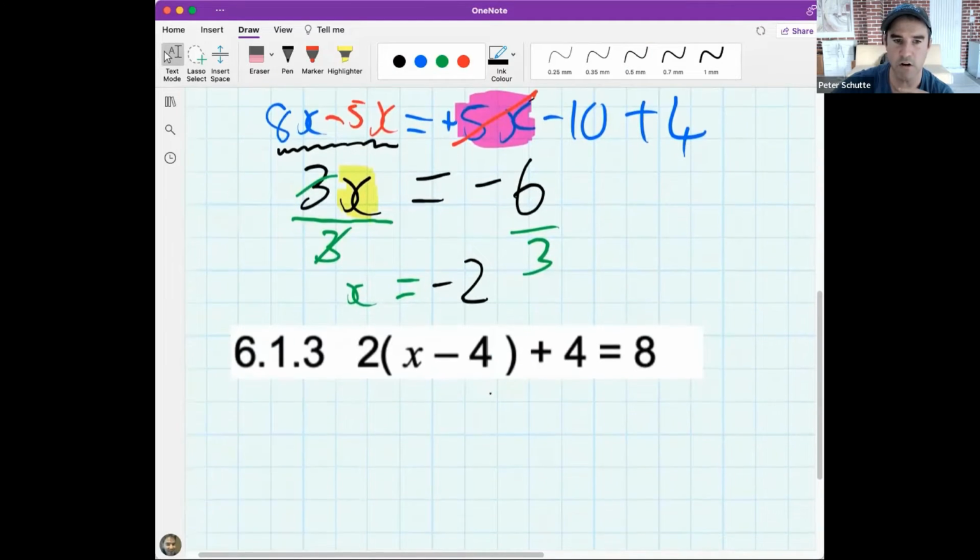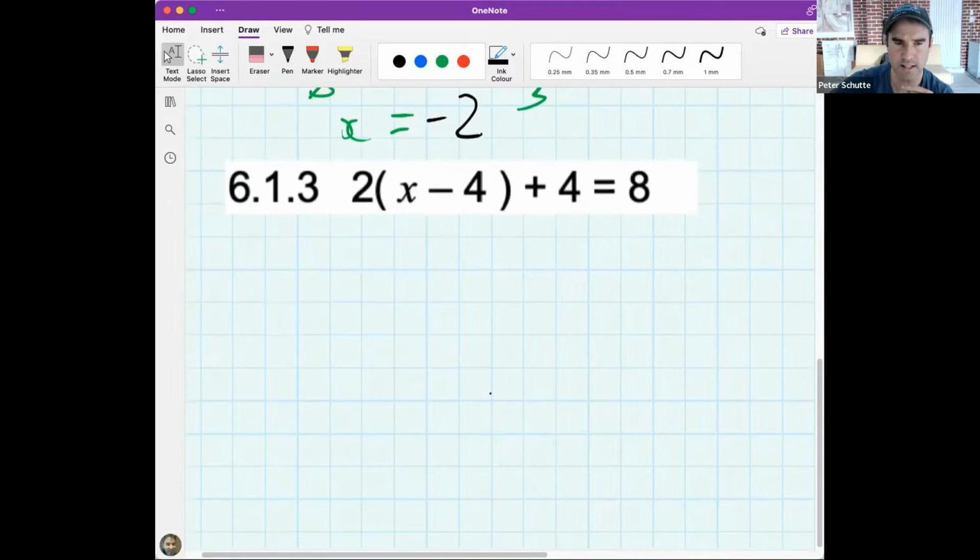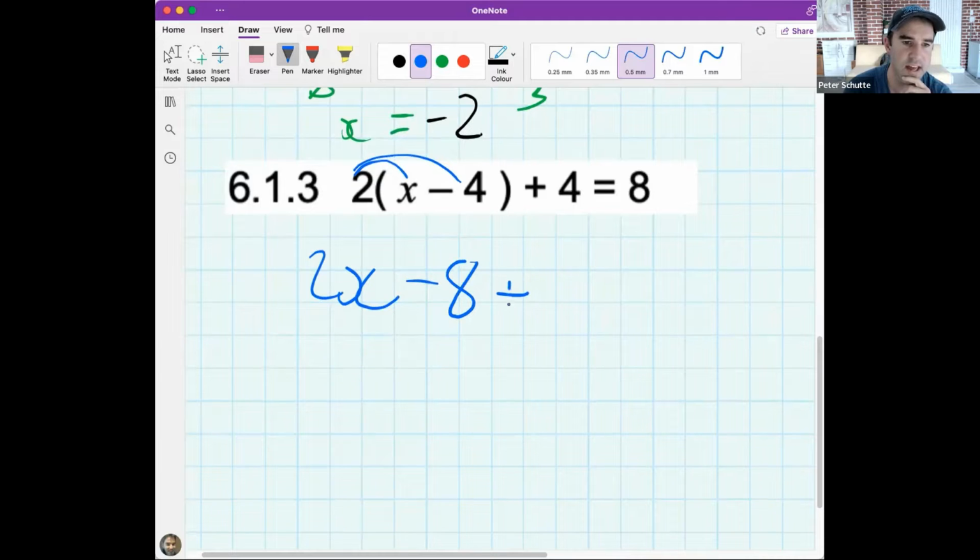But this idea of adding or subtracting the same thing based on the question. So let's actually see this next one. Let's do it together, Tando. Tell me your first step for 6.1.3. It's 2x minus 8, of course. Okay. And we have, basically that's what it simplifies to.